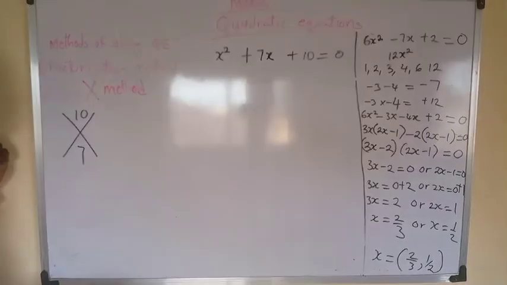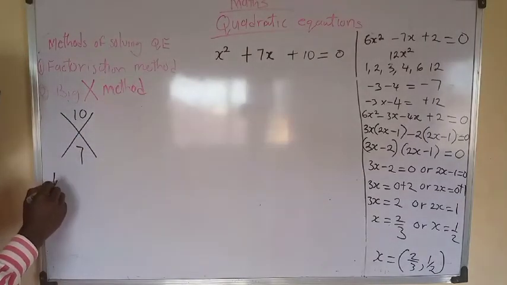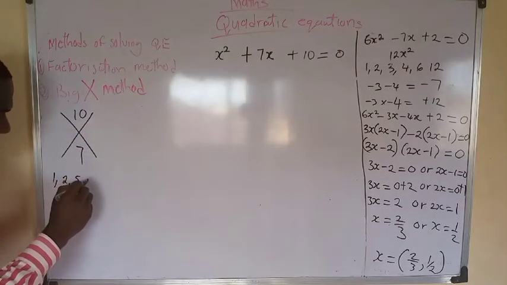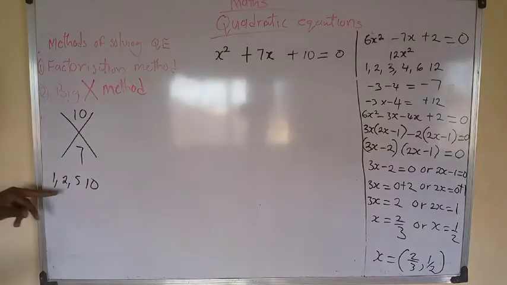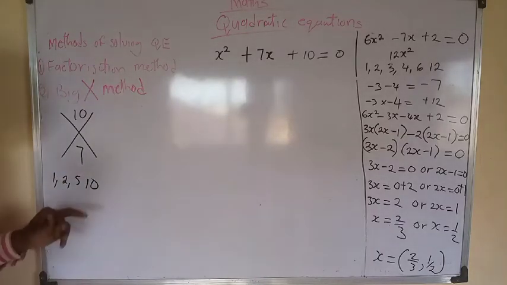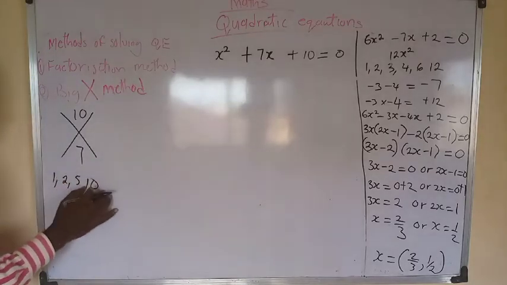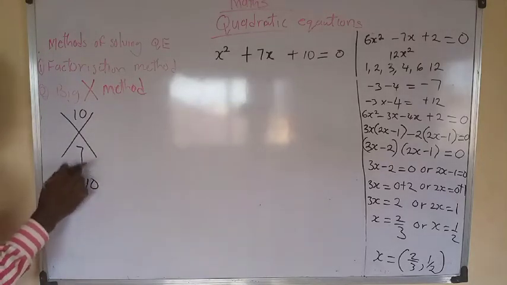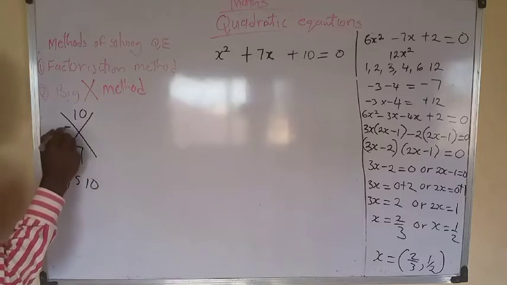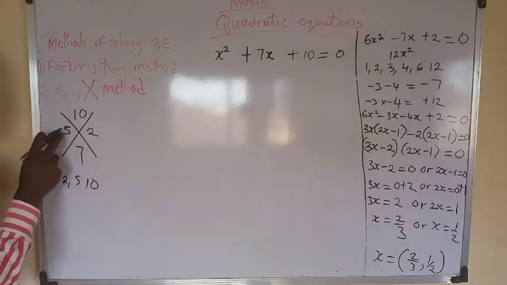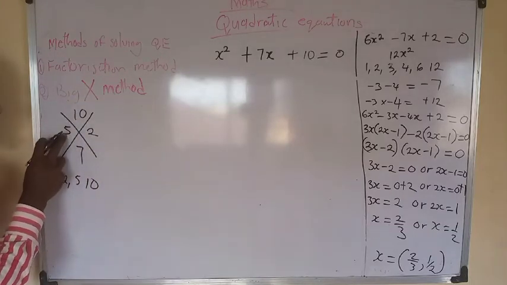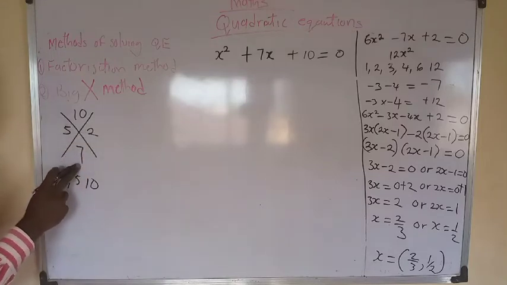So like we said, the factors of 10 are what? 1, 2, 5, and 10. So among these factors, I will have to look for two factors that when I multiply them, I will get 10, and when I add or subtract them, I will get 7. So remember, 5 and 2. 5 times 2, 10. 5 plus 2, 7.